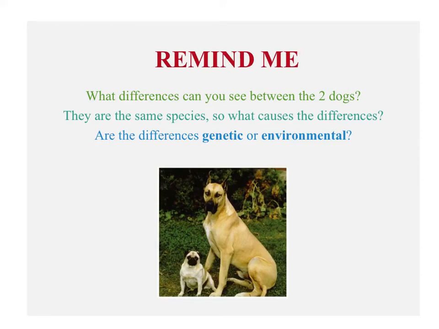You'll be pleased to know we're moving away from the genetics, the calculations kinds of things, and now we're going to start looking a little bit more at populations. So to begin with, what can you see as a difference between those two dogs? They're the same species, so all dogs are part of the same family, but what causes those differences? And are the differences genetic or environmental? So pause and play again when you're ready.